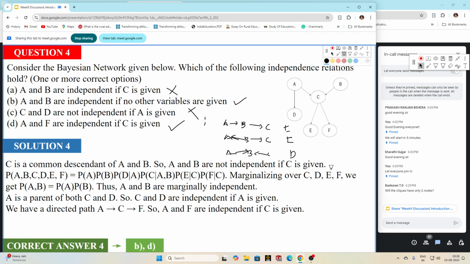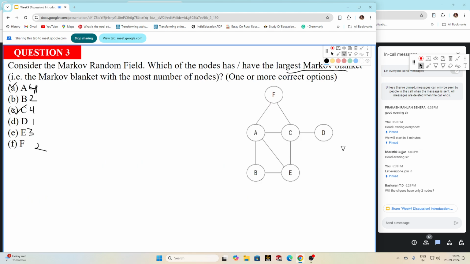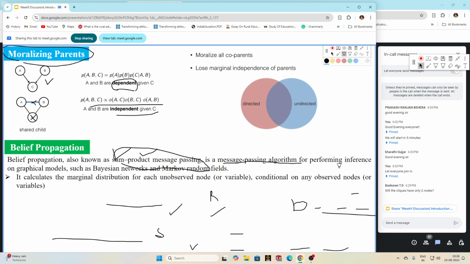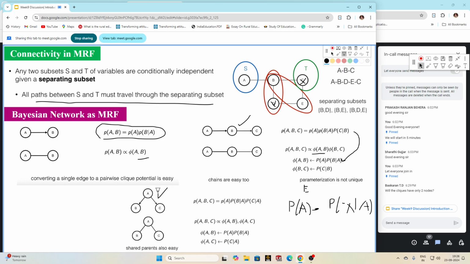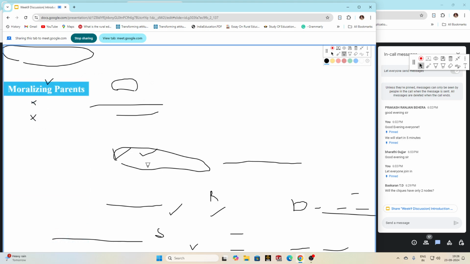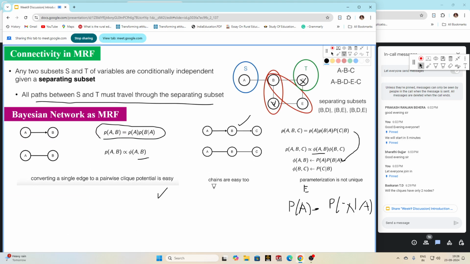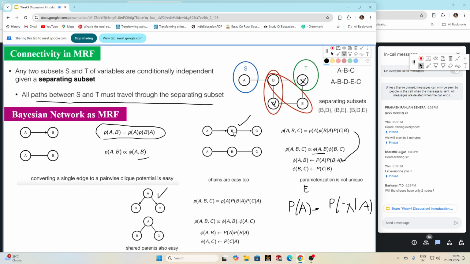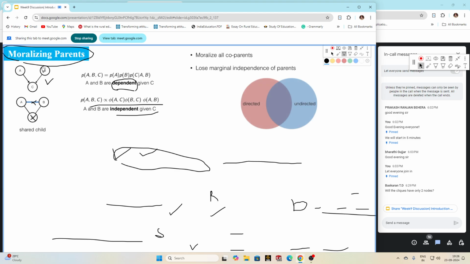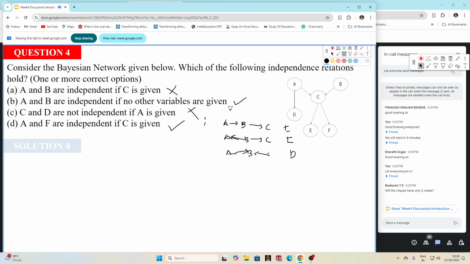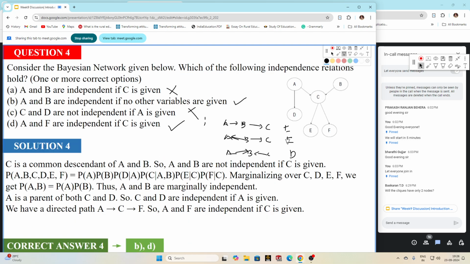So these are the three rules you have to keep in mind. These three rules were also discussed in today's lecture. You see these three examples, right? In this example, if B is given, then A and C are independent. Here if A is given, B and C are independent, but here if C is given, then A and B are dependent. So these are the three rules for the Bayesian network. Any doubt in this?